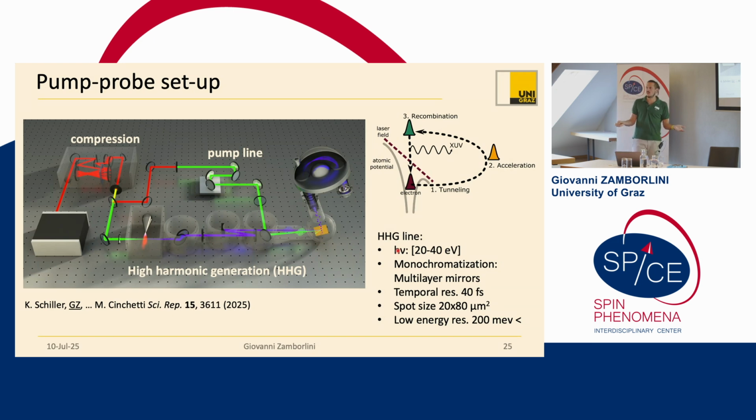You need to monochromatize your high harmonic generation, because you have many harmonics in there, and this you can do with a multilayer mirror without losing time resolution. And we can keep the time resolution pretty decent.